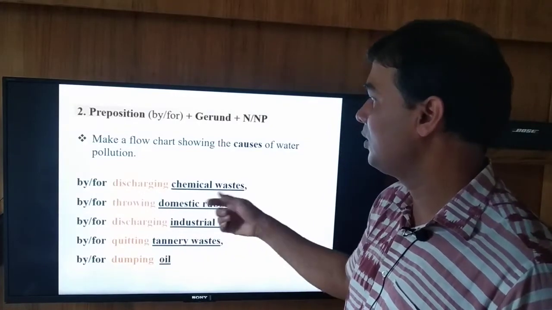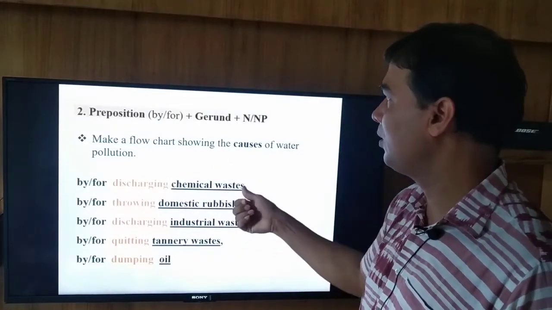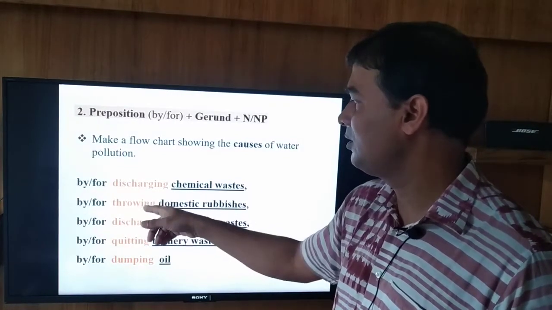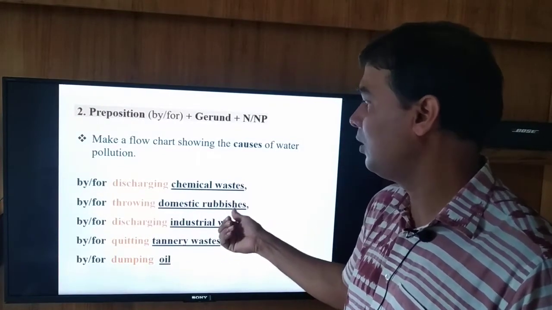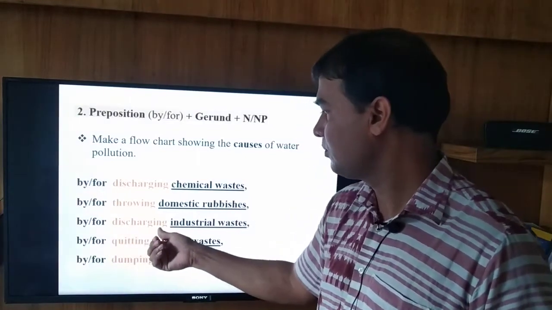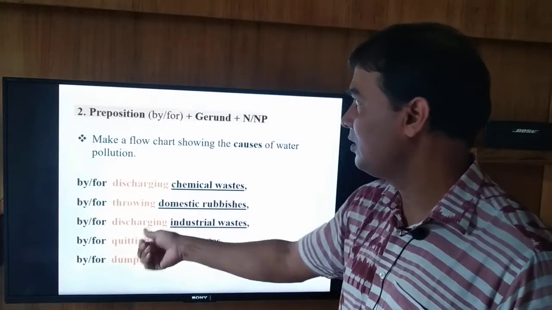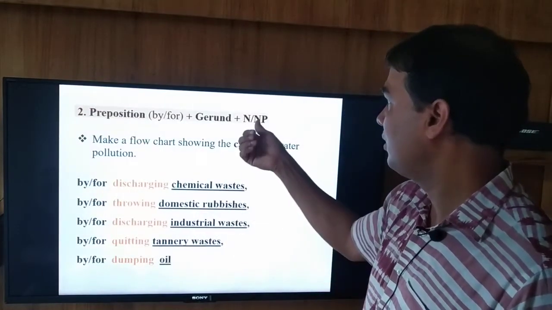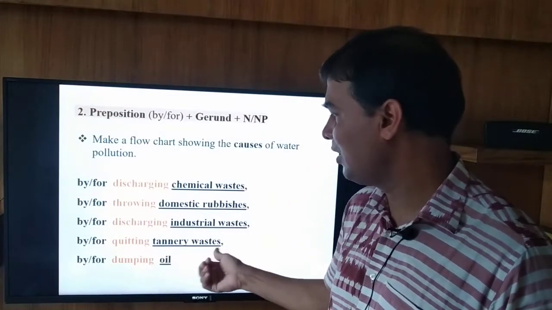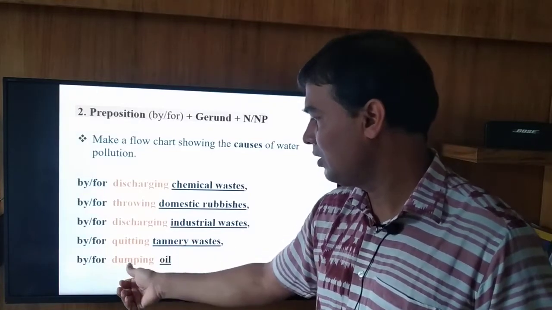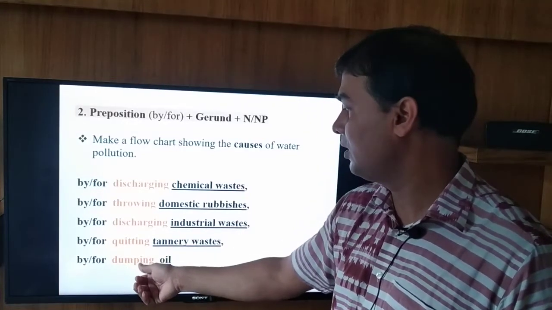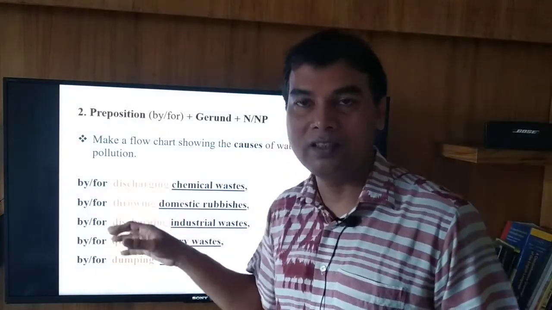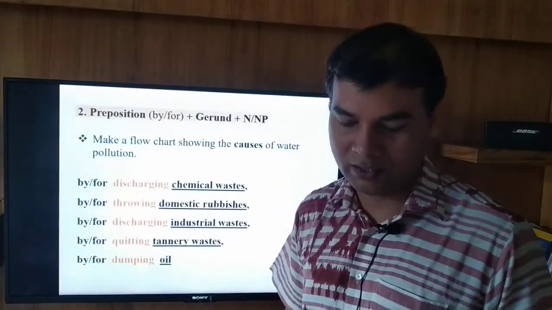Discharging the chemical waste: discharging, this is gerund, chemical waste, this is noun phrase. Throwing domestic rubbishes: throwing, this is gerund, domestic rubbishes, noun phrase. By discharging industrial wastes: discharging is gerund, and then industrial wastes is noun phrase. Quitting tannery waste, and last one, dumping oil: dumping, this is gerund, and oil, this is noun. So using this technique we can also make a flowchart.